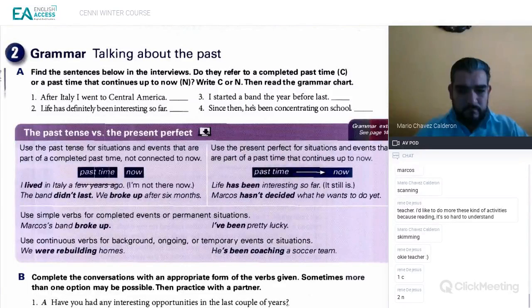Yes, it's C because it's completed. She went and that was it. Life has definitely been interesting. Yes, it's N, René. Very good because it can be repeated. I started a band the year before last.